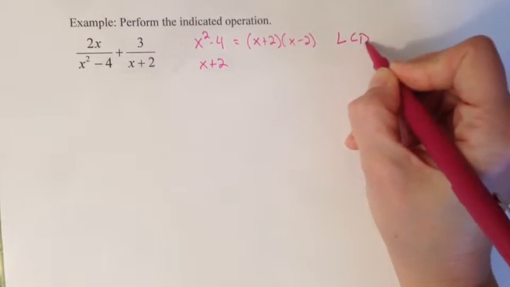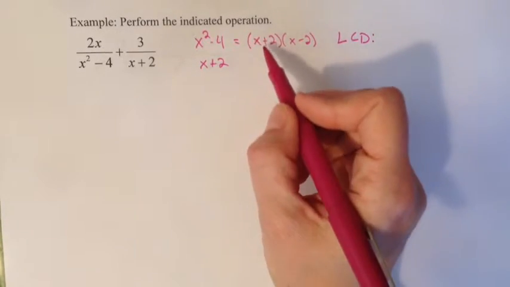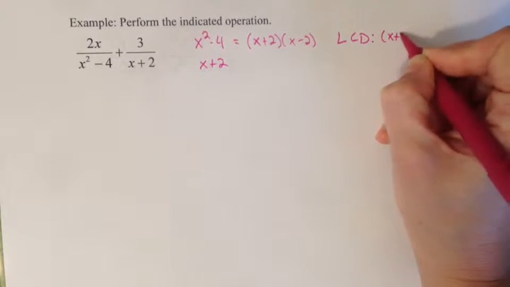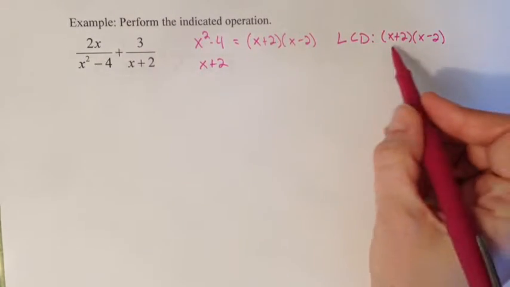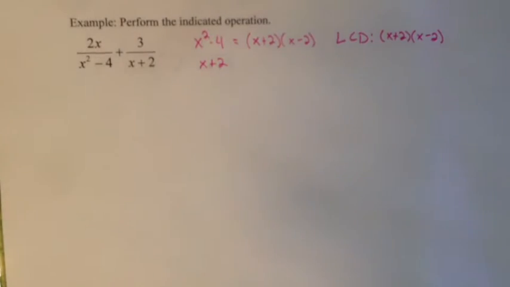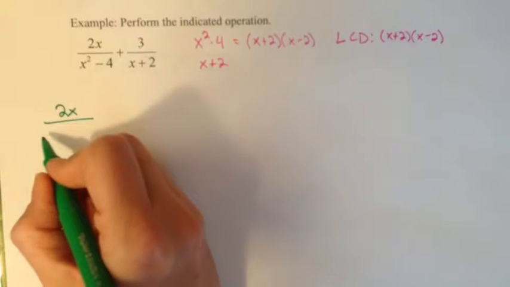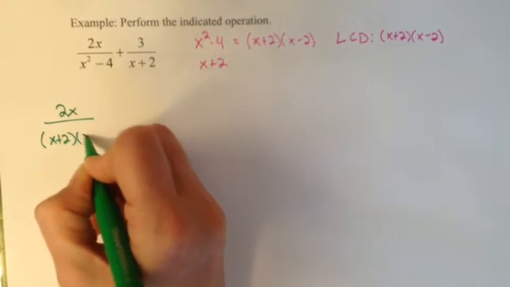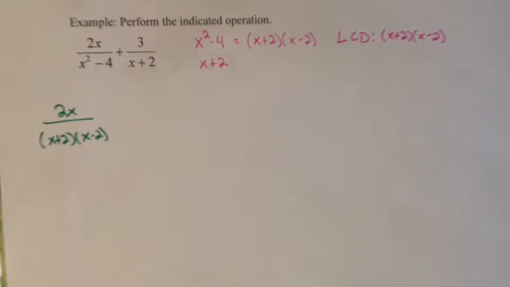So my least common denominator will have all of the factors necessary to make up each of these 2 denominators. My first denominator needs an x plus 2 and also an x minus 2. My second denominator just needs an x plus 2, which I already have, so that means that this is actually my least common denominator. My next step is to build up each of my fractions to have that least common denominator. So my first fraction is 2x over x squared minus 4, but I already know that that factors as x plus 2, x minus 2. Notice that it already has my goal common denominator, so we don't need to do anything special to build that one up. It's already there.